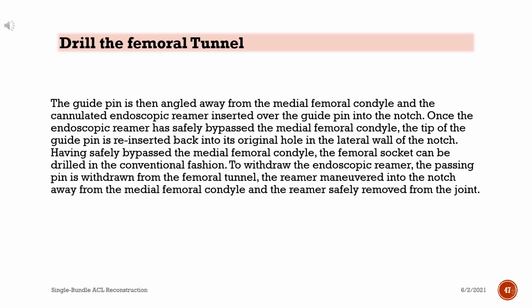Once the endoscopic reamer has safely bypassed the medial femoral condyle, the tip of the guide pin is reinserted back into its original hole in the lateral wall of the notch. Having safely bypassed the medial femoral condyle, the femoral socket can be drilled in the conventional fashion. To withdraw the endoscopic reamer, the passing pin is withdrawn from the femoral tunnel, the reamer maneuvered into the notch away from the medial femoral condyle, and the reamer safely removed from the joint.